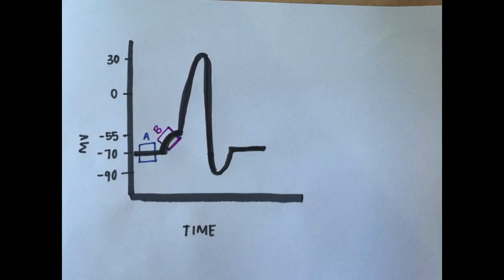When the neuron has a strong enough stimulus, it will push the potential to around negative 55 millivolts. This is called the gate threshold. When it reaches this threshold, the sodium ion channels open, allowing sodium ions to flood the axon. This is what you can see in letter B.